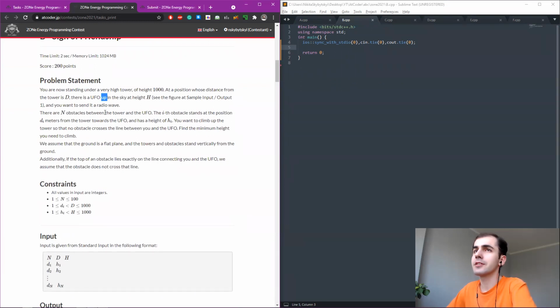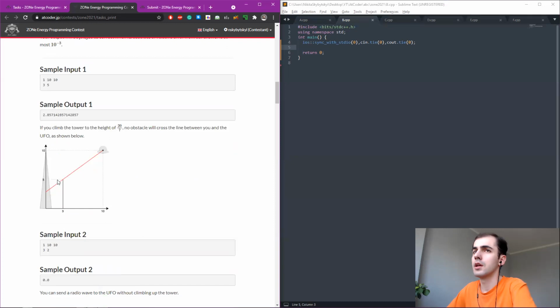There are n obstacles between the tower and the UFO. The i-th obstacle stands at the position di meters from the tower towards the UFO and has a height of hi. You want to climb up the tower so that no obstacle crosses the line between you and the UFO. Okay, so we just project the highest point of each obstacle to the tower and take the max of them in projection.